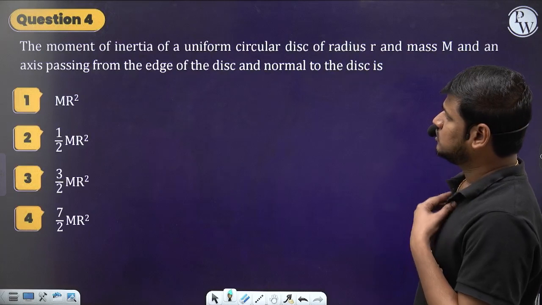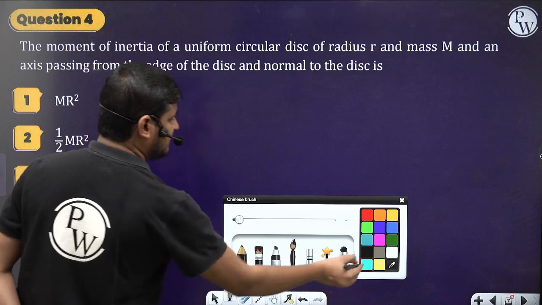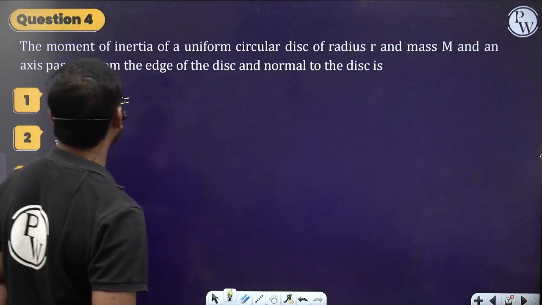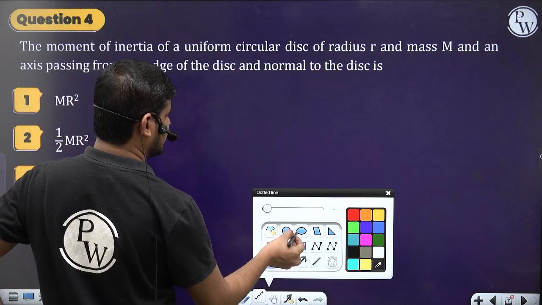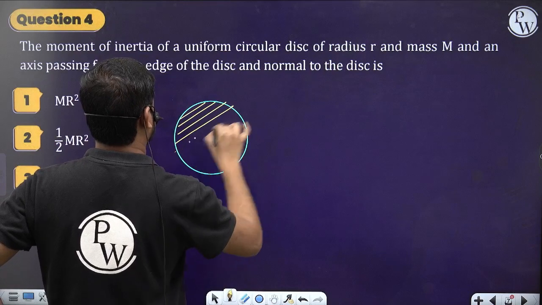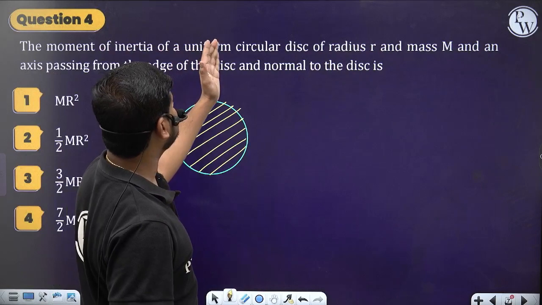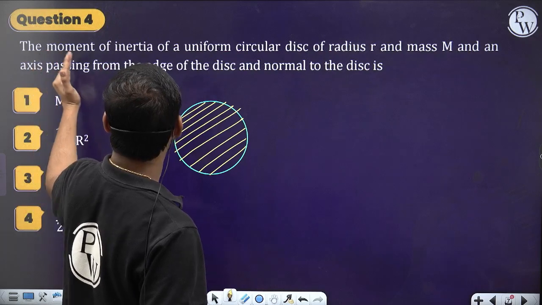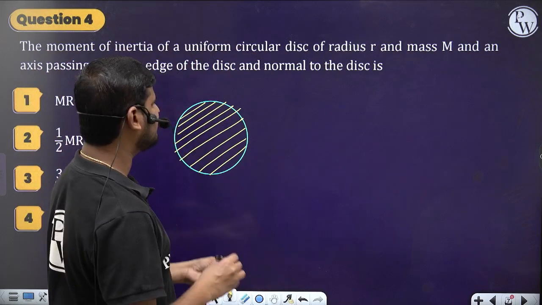Chalo. So next, take the question, guys. The moment of inertia of a circular disk of radius r and mass m, about an axis passing through the edge of the disk and normal to the disk. See here, here I am taking the disk. So this is the disk. The axis passes through the edge of the disk and is normal to the disk.